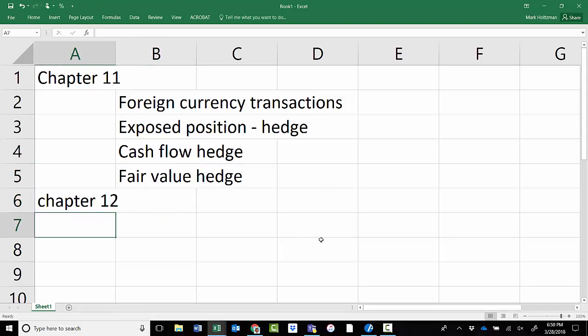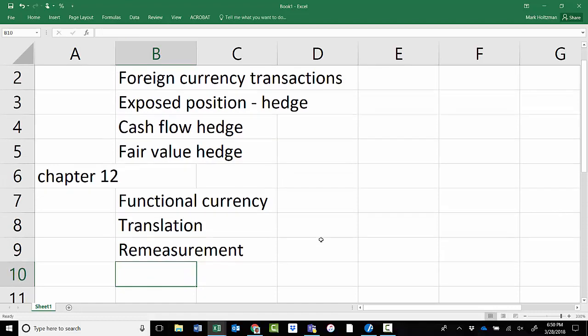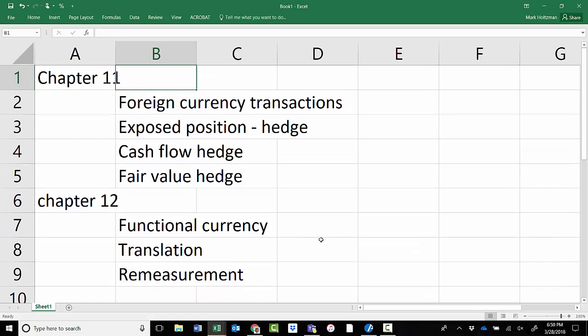Chapter 12, you need to know what functional currency is. What does functional currency mean? What currency would you choose as your functional currency? You need to know when to apply and how to apply translation and remeasurement. So that looks like it might not be a lot.